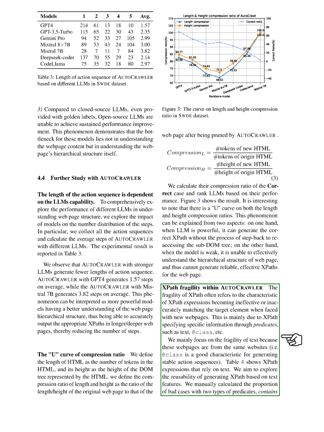We are particularly interested in the fragility related to text, as the web pages we deal with are from the same websites where at class is a reliable characteristic for creating consistent action sequences. We have identified XPath expressions that heavily rely on text and aim to investigate how reusable they are based on text features. By manually analyzing bad cases using two types of predicates, contains and equal, we found that the more powerful the LLMs are, the fewer bad cases occur with AUTOCRAWLER.